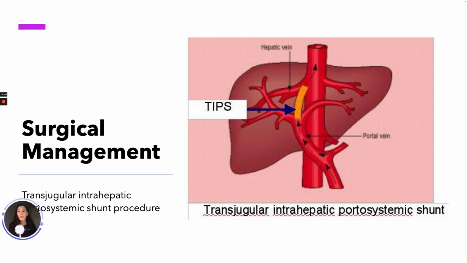So surgical management: transjugular intrahepatic portosystemic shunt procedure. It's also called TIPS, which is much easier to say. This is the treatment for varices by upper endoscopy, and it helps to relieve portal hypertension. And this is just a picture of it, so you can see it right there, that it's connecting the portal vein and the hepatic vein.